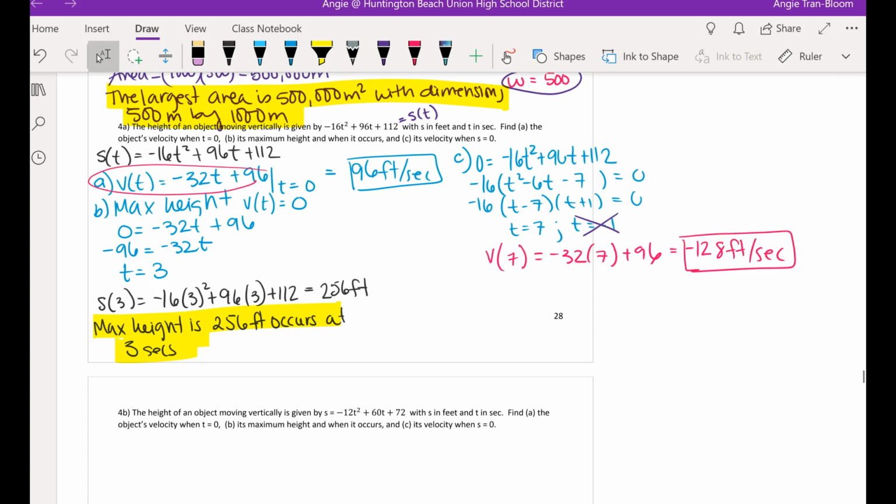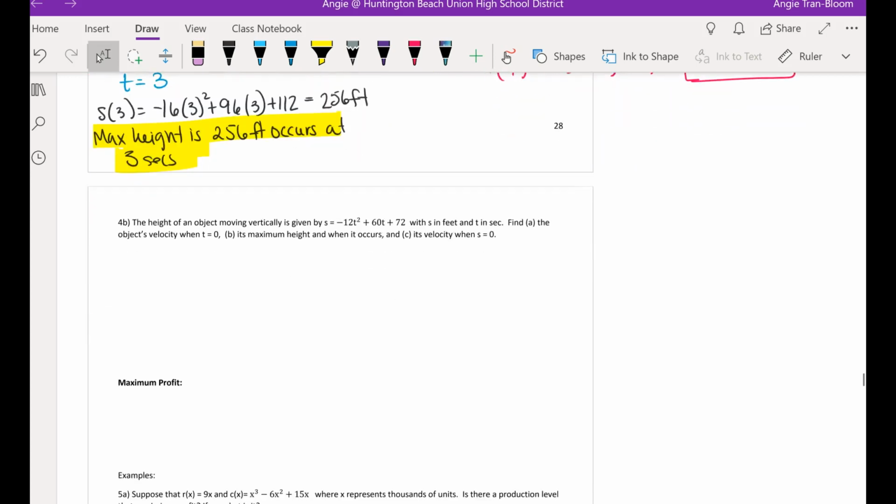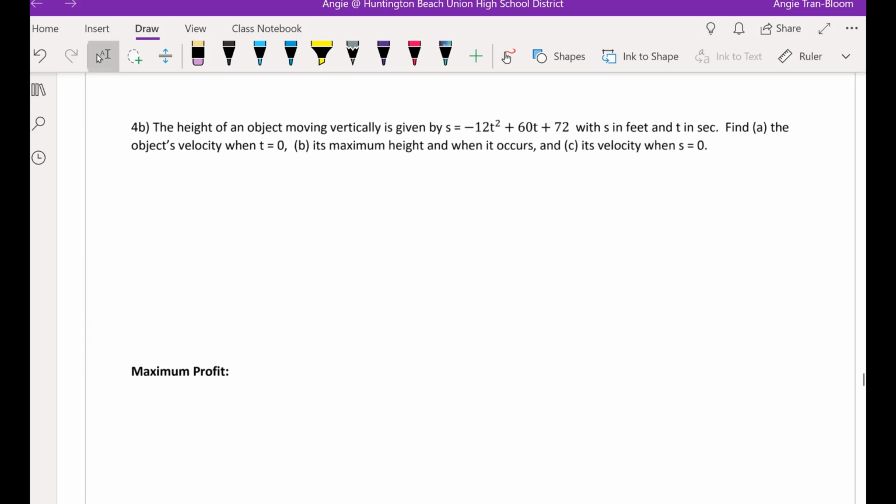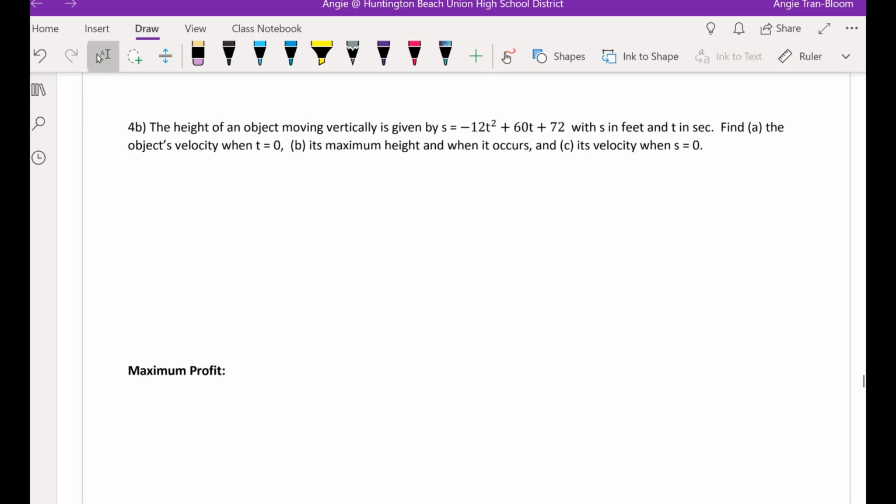Now let's do 4B, very similar. These types of questions are related, or similar, I should say, to one another. The height of an object moving vertically again is given by s equals negative 12t squared plus 60t plus 72, with s in feet and t in seconds. Same thing: find A, the object's velocity when t equals 0. B is maximum height and when it happens. And C, tell me the velocity when the position is 0.